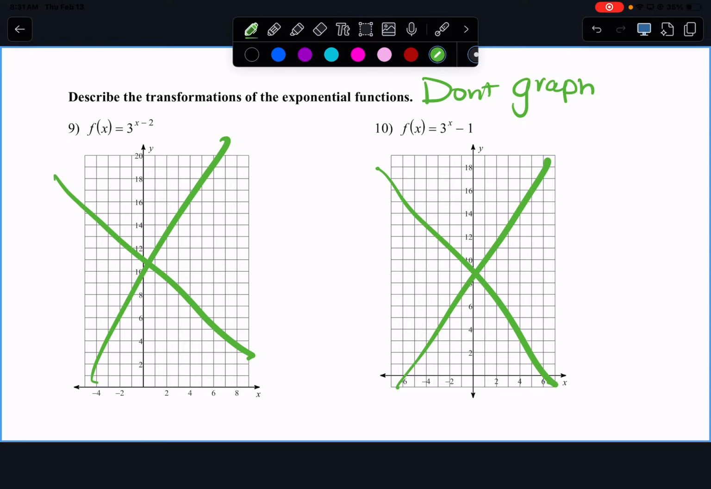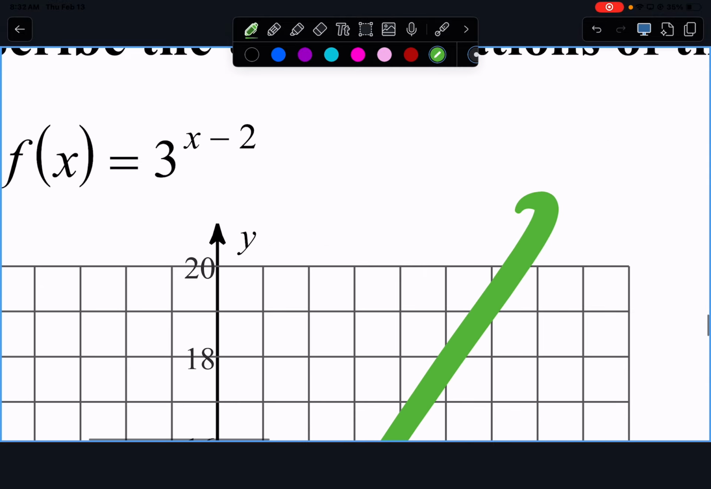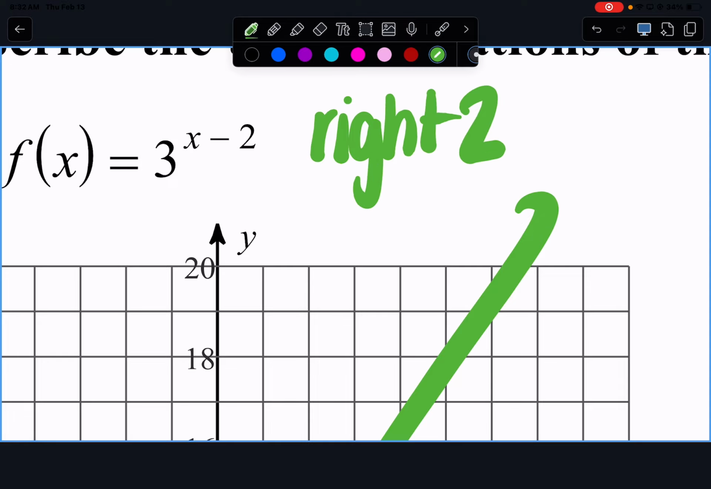All we are looking at here is our transformations. So what kind of transformation does that cause to happen? Is the transformation inside or outside here? It's inside our function, so it moves left or right. Since it's -2, it moves it to the right. So it goes right 2.